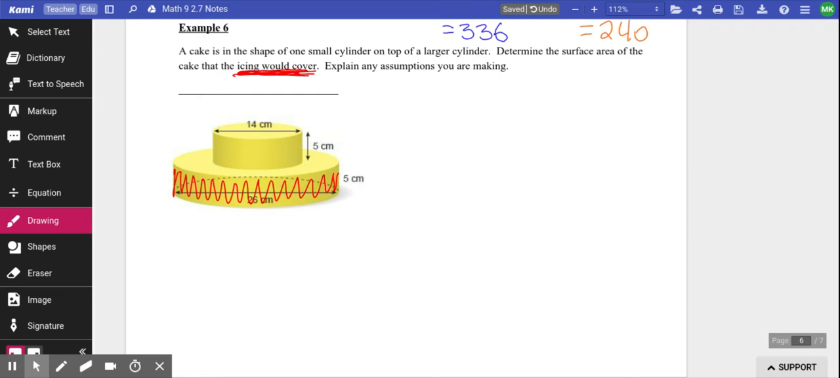So that outside bottom layer, that's a rectangle if you were to unfold it, which is just length times width. The width is always easy. It's the height of that layer. So we could do that. That's 5. I'm going to label this. So this is the bottom side.